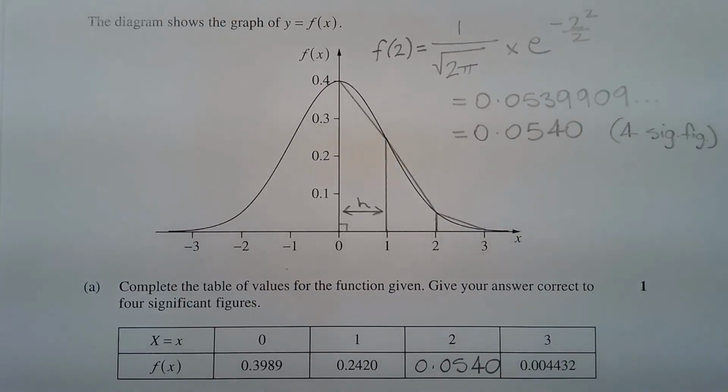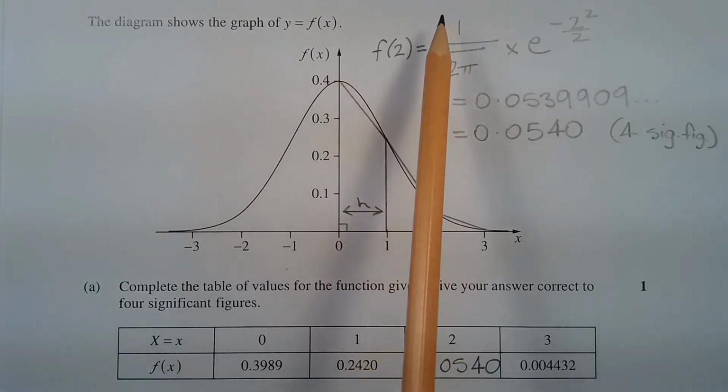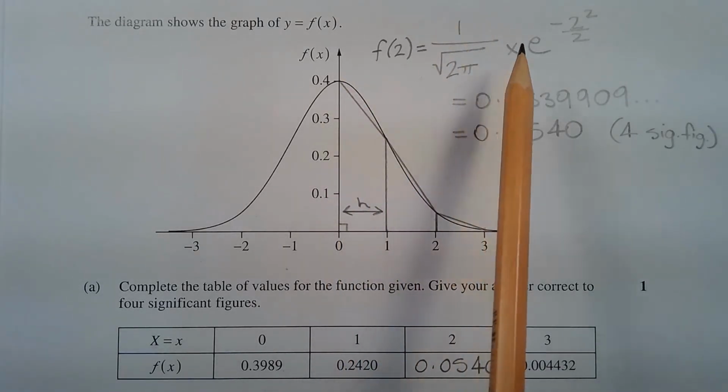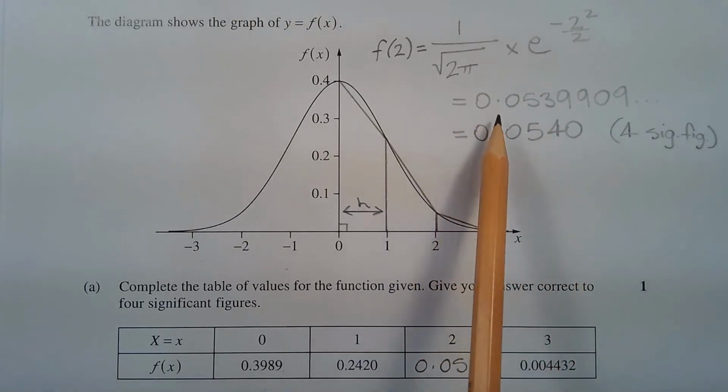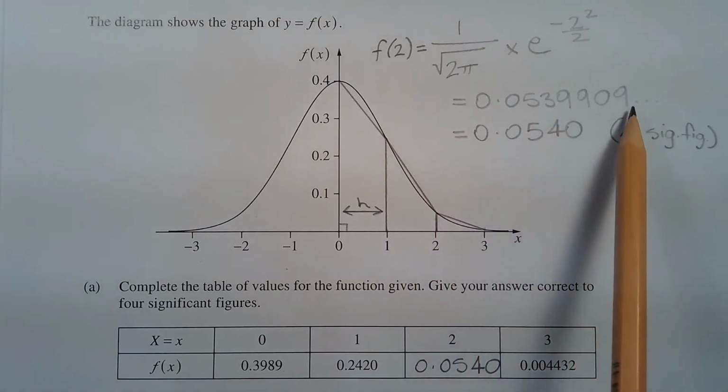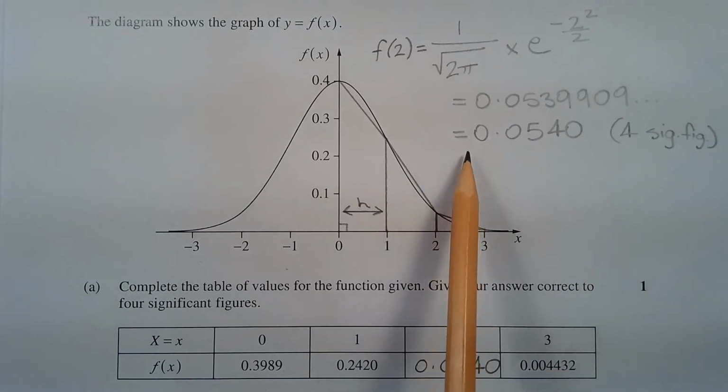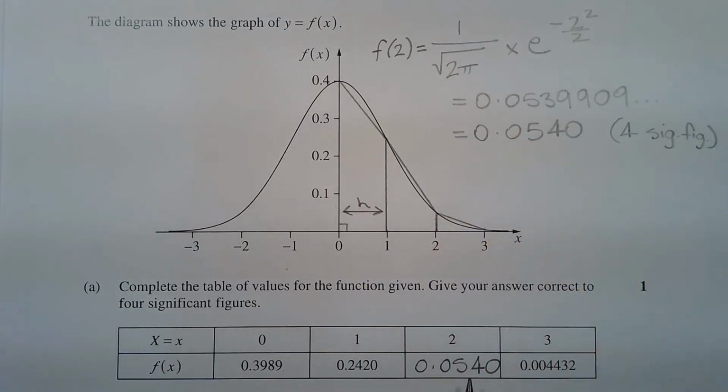The value missing in the table corresponds to f(2). To find the value of f(2), substitute x = 2 into the function. So f(2) is equal to 1/√(2π) × e^(−2²/2), which equals 0.05399909 and so on, which rounds to 0.0540, correct to 4 significant figures.